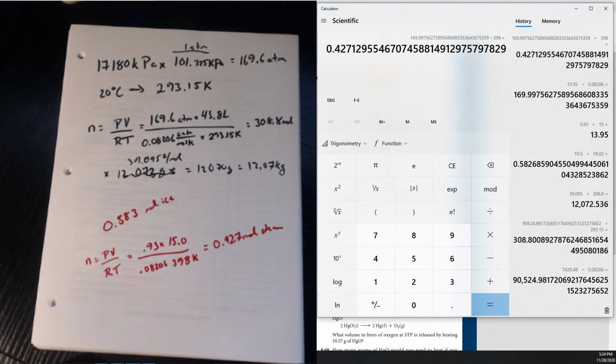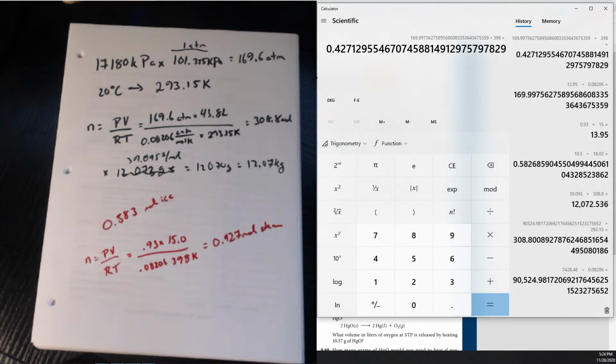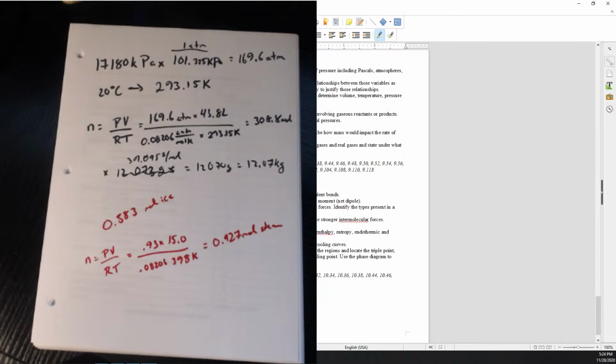And you don't need to convert to molecules. Whichever one has more moles will have more molecules, which means that the ice has more molecules of water because there's just more moles of ice. All right, now we're done with that series.